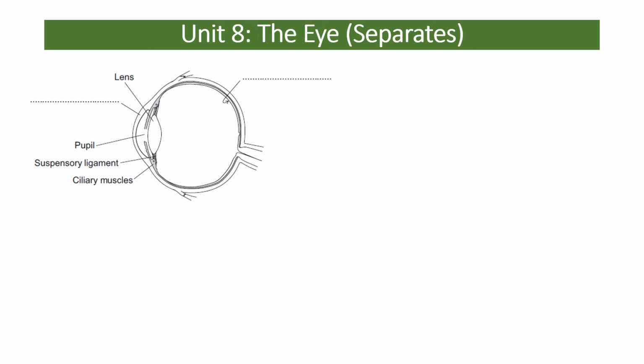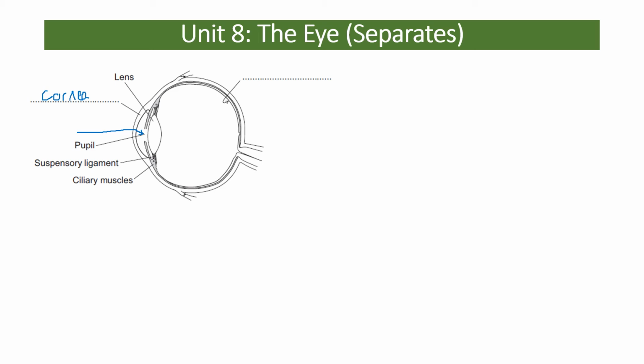So if you're doing separate science, you need to know about the structure of the eye, and you need to know effectively the parts of the eye and the key parts of the eye. So the outer part of the eye is something called the cornea, and the cornea's job is it protects the eye, but also as light enters the eye, the cornea starts the refraction process. It starts bending the light towards the back of the eye, which is important.